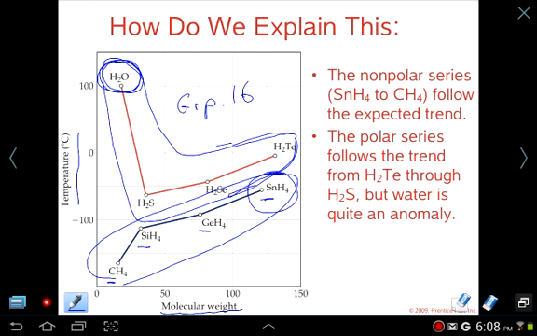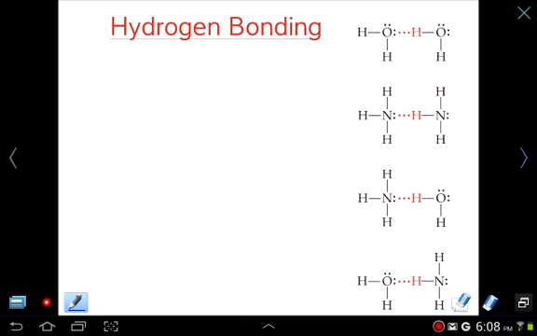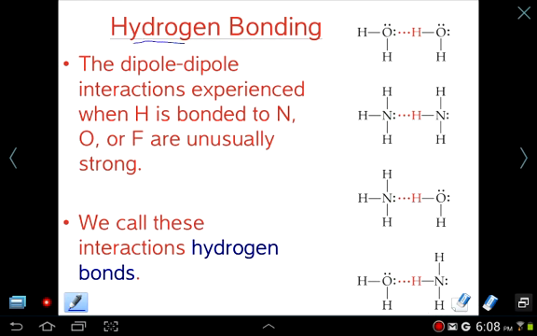And this is very curious and puzzling. So water has something in it that completely throws it off course. It's something that creates very strong forces between the water molecules. And this is due to something called hydrogen bonding. Now, hydrogen bonding is a very important concept, a very important intermolecular force.